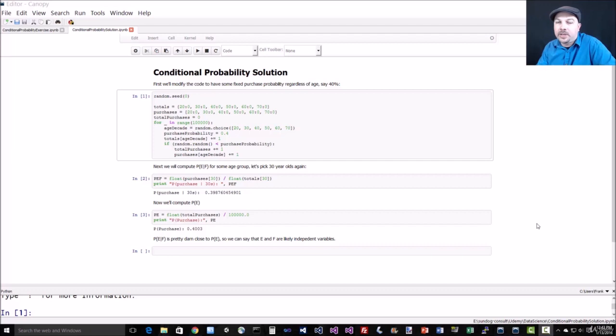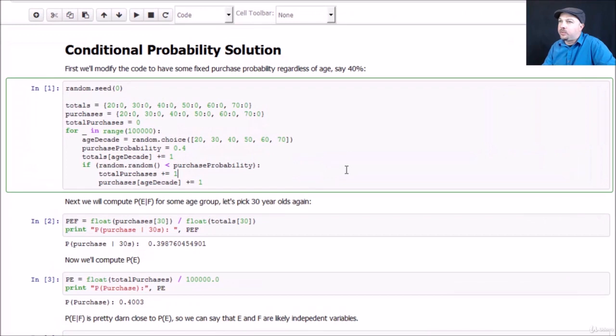Let's have a look at my solution to the conditional probability exercise. To remind you, what we were trying to do was remove the dependency between age and probability of purchasing and see if we could actually reflect that in our conditional probability values. So what I've done here is I've taken the original snippet of code for creating our dictionary of age groups and how much was purchased by each age group for a set of 100,000 random people. And instead of making purchase probability dependent on age, I've made it a constant probability of 40%. Okay? So now we just have people randomly being assigned to an age group and they all have the same probability of buying something. Let's go ahead and run that.